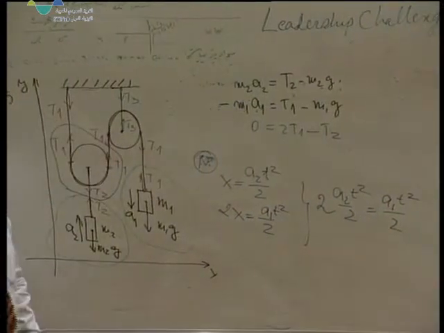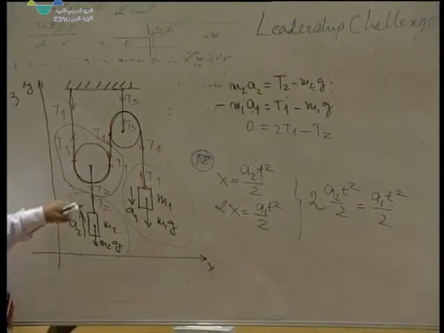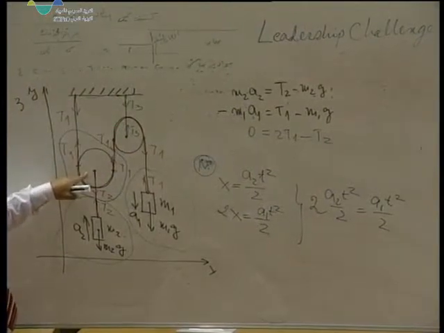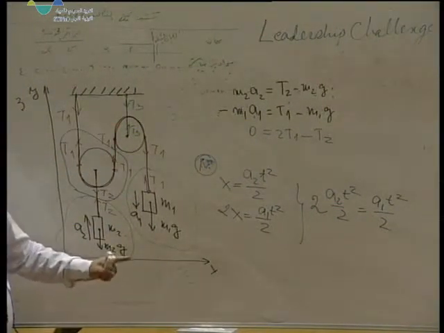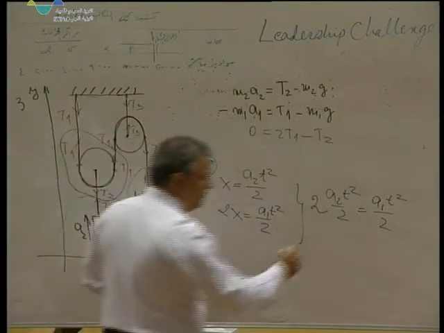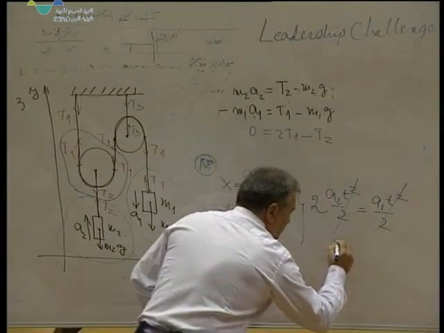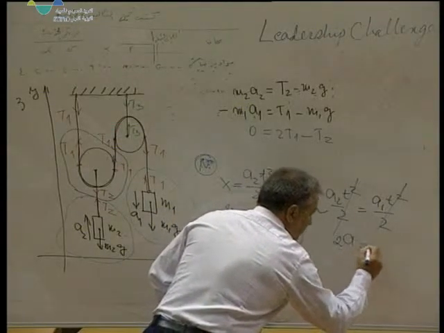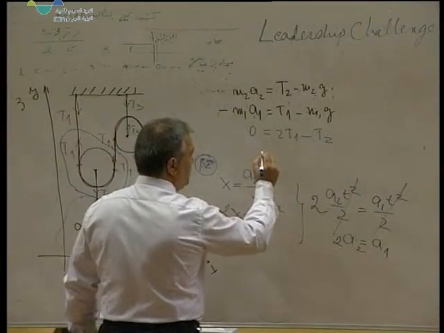A1 with the second, is the same time, because in the time this is going with X, in the same time this is going with 2X. So it's the same time. T over 2 simplify and remain 2A2 equal A1. This is the new equation.